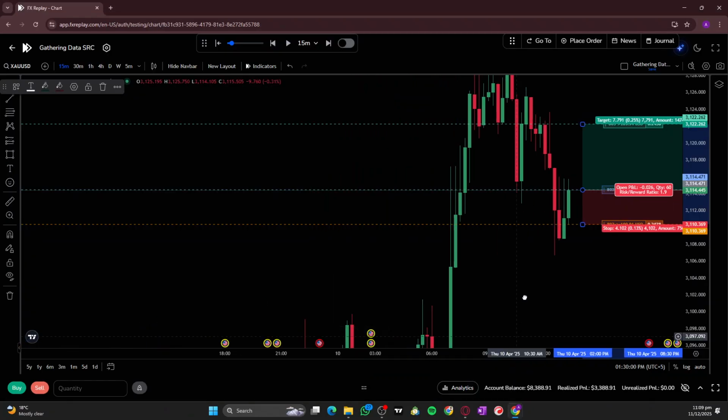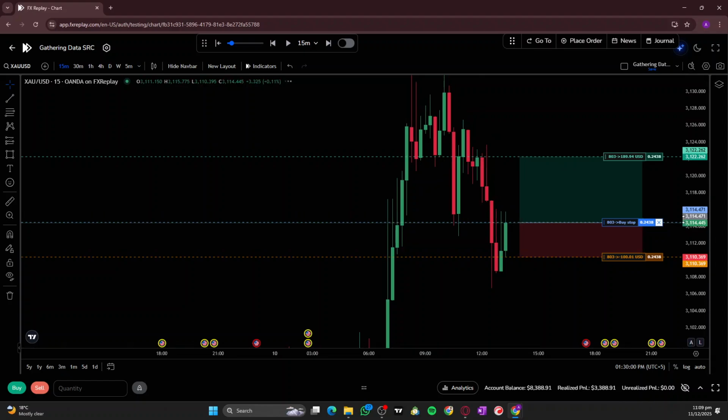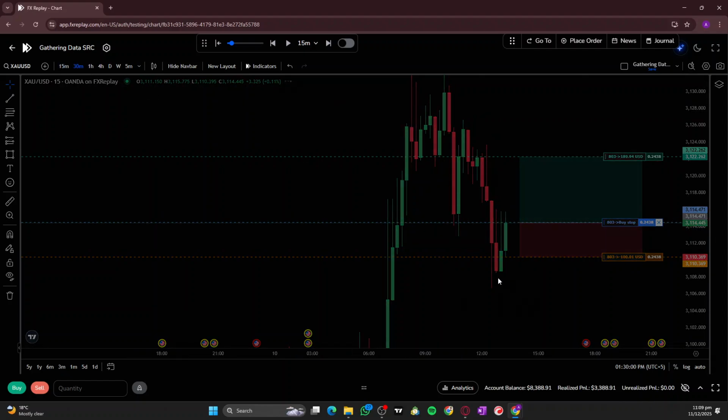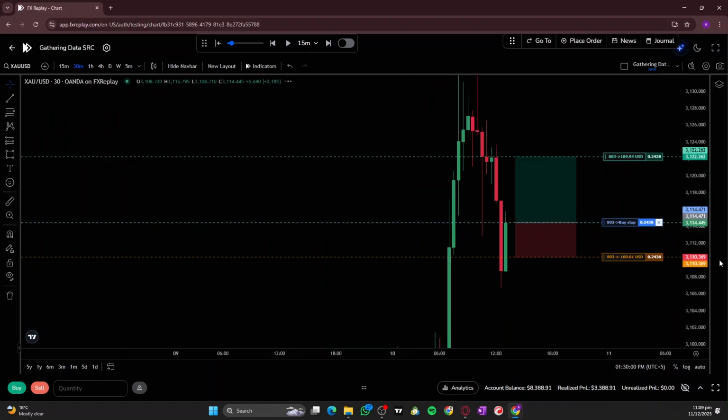Why haven't I taken this buy? First of all, price is in an uptrend. Price came back, created a support, and now it's expected to bounce back from the support, right? That is exactly my game plan.